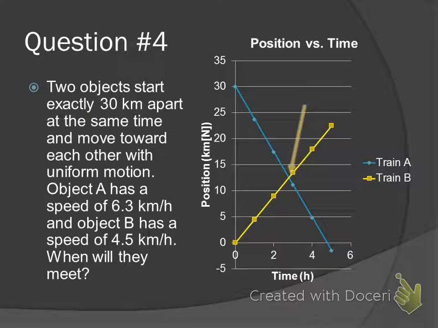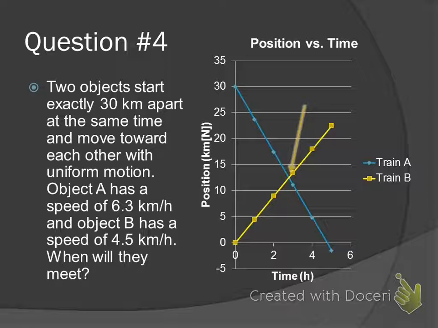For question 4, we're looking at two objects that are moving towards each other. And really, in this type of question, when you have two objects traveling directly towards each other, so one moving south and another moving north, or one moving east, one moving west, or one moving up and one moving down, there's going to be a point where they are going to cross each other.